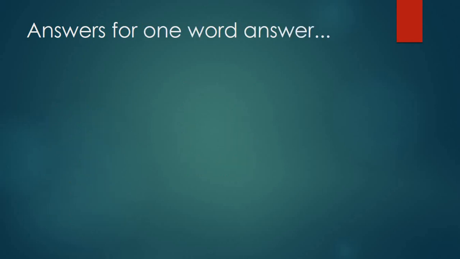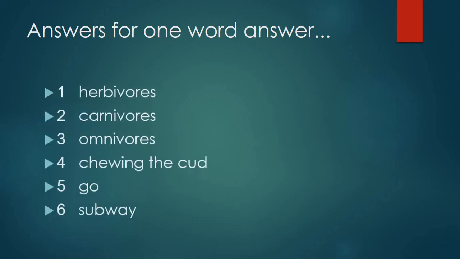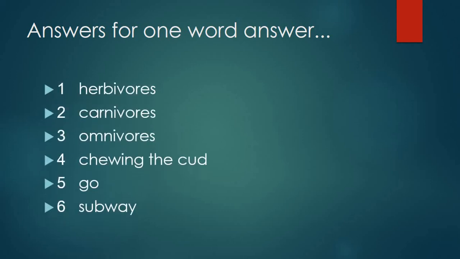Now moving on to answers of the one word answers. Kindly check it in the way it is written. So number 1, herbivores. Check the spellings properly, dear students. Number 1, herbivores. If your answer is right but your spelling is incorrect, then you have to give only half marks.